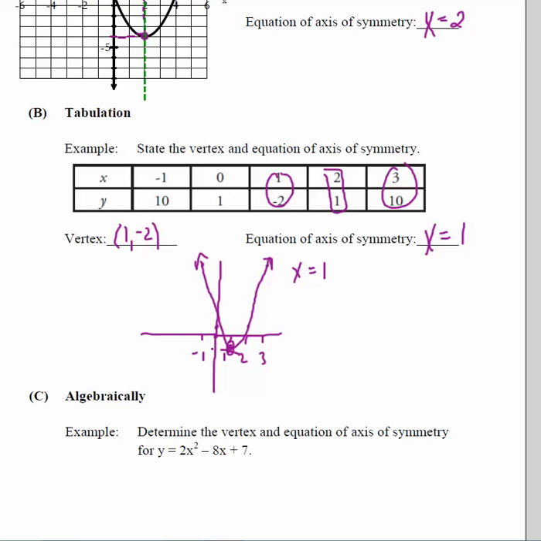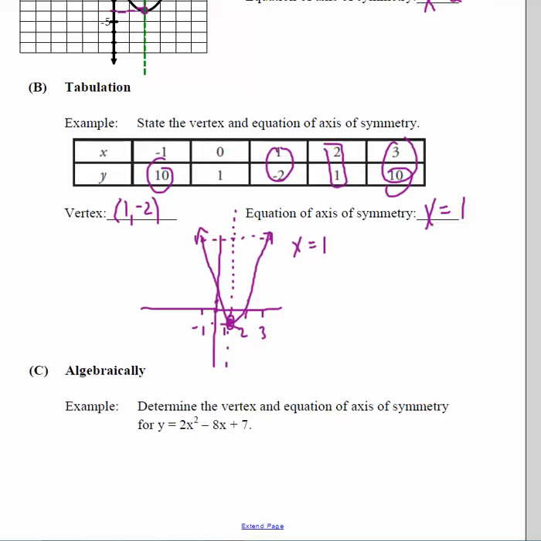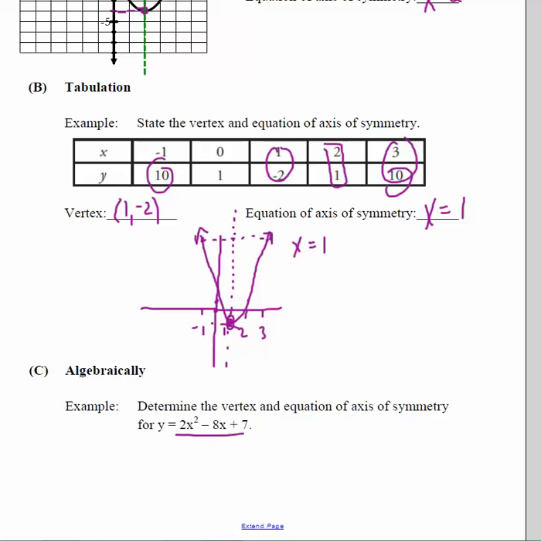You'd also notice that we've reached the height of 10 at both negative 1 and 3. So if you took the middle between negative 1 and 3, it would be at 1. So that would be the midway point. And last case, determine the vertex and axis of symmetry of this equation here.